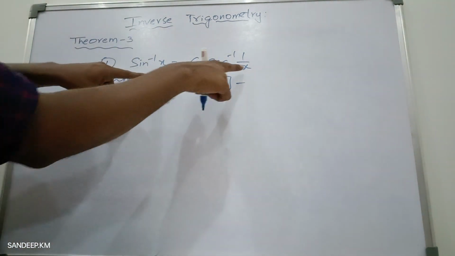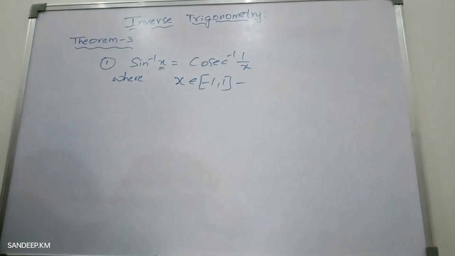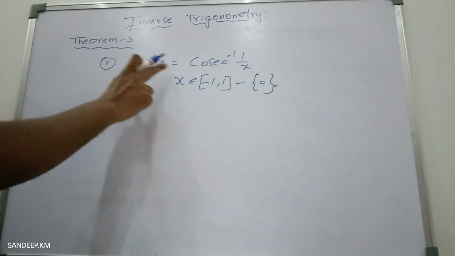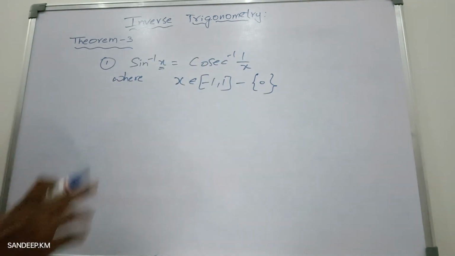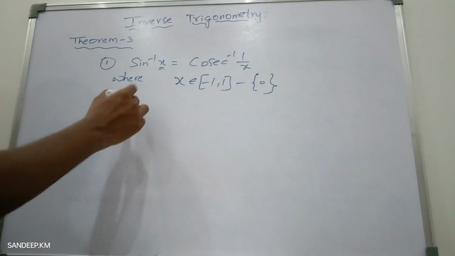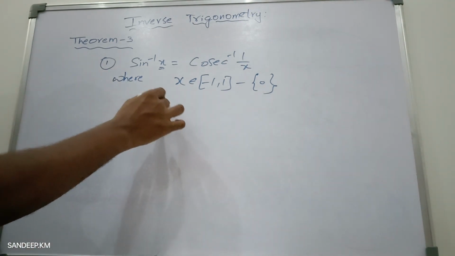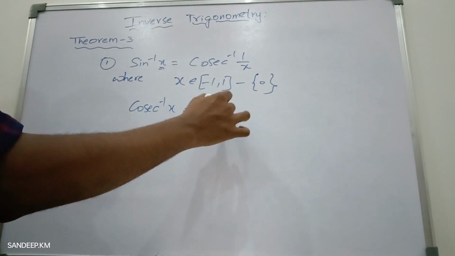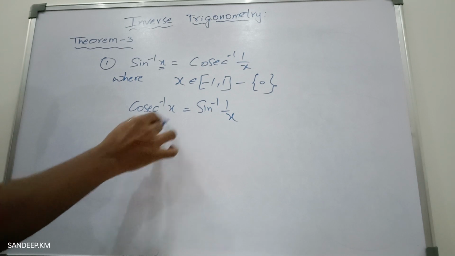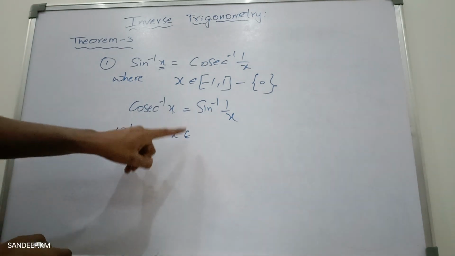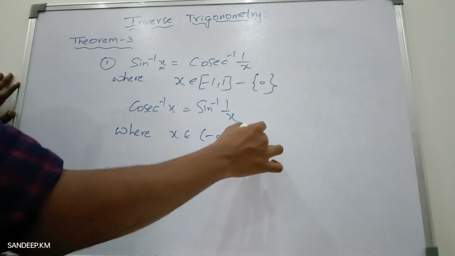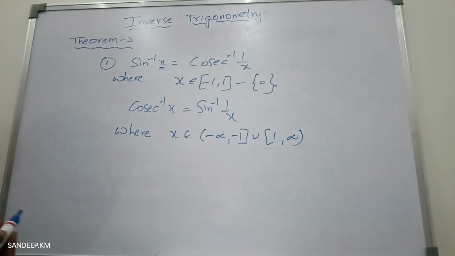What is it? Look at this. x cannot be 0, except 0. Keep this in mind. So x can be any number from minus 1 to plus 1 except 0. So sine inverse x is equal to cosec inverse of 1 by x. Similarly, we can also say that cosec inverse x is equal to sine inverse of 1 by x. You got it? Where x belongs to the domain of the cosec inverse function. What is it? x belongs to minus infinity comma minus 1 union 1 comma infinity.